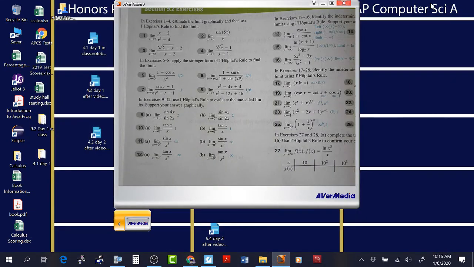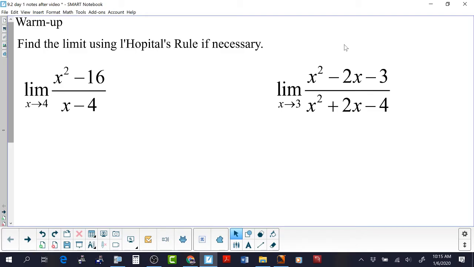We're going to get into vectors, then we're going to do some polar. And then we'll get into sequence and series, which is usually a pretty tough chapter.